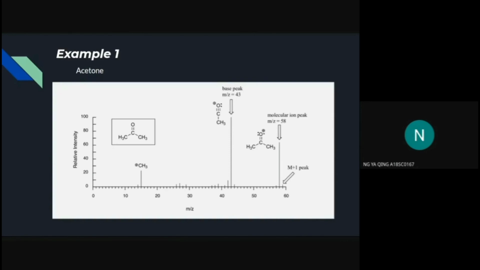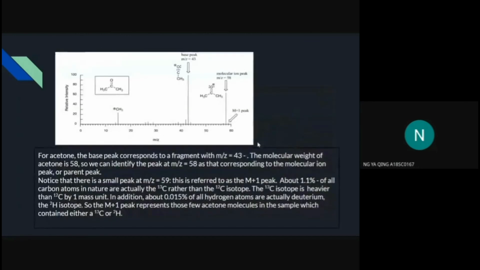For acetone, the base peak corresponds to a fragment with the ratio equal to 43. We know that the molecular weight of acetone is 58, so the peak at the ratio of 58 is known as the molecular ion peak.